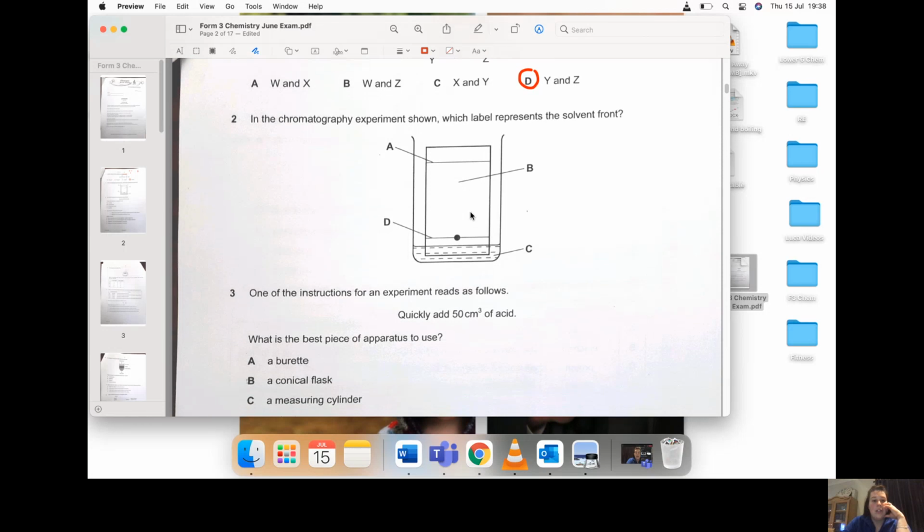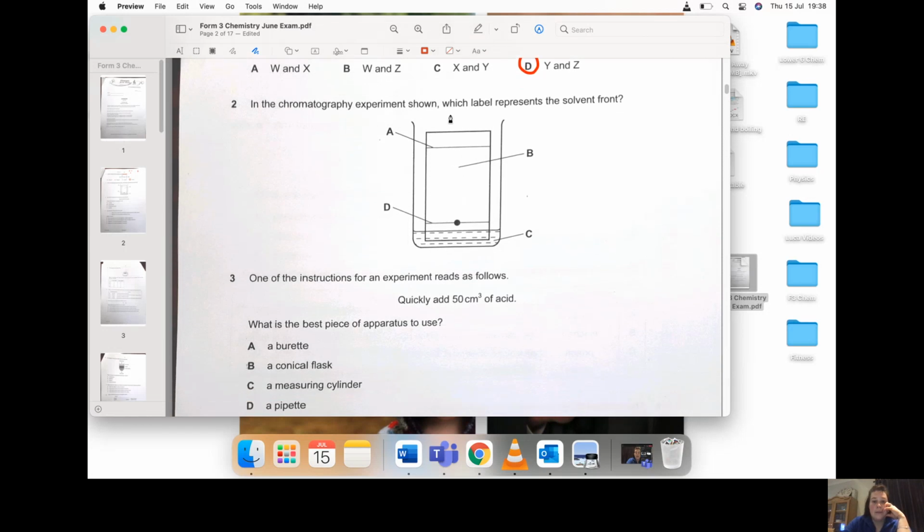Question 2, in the chromatography experiment shown, which label represents the solvent front? The solvent front is how far the solvent moves up the paper. So your answer is not C, because that's just the solvent. D is the start line. A is the solvent front. That is how far the solvent moved up the paper to carry your dot. So question 2, your answer is A.